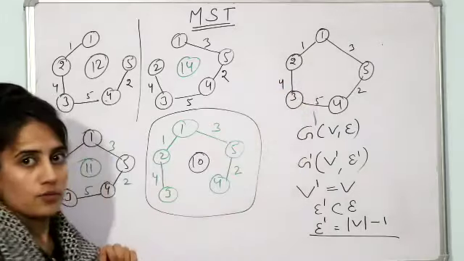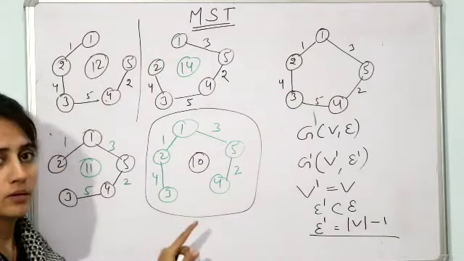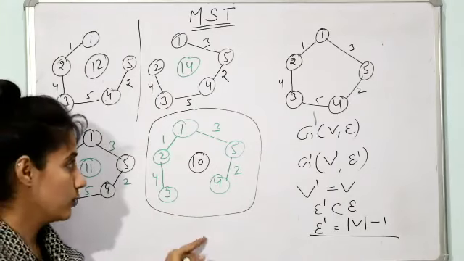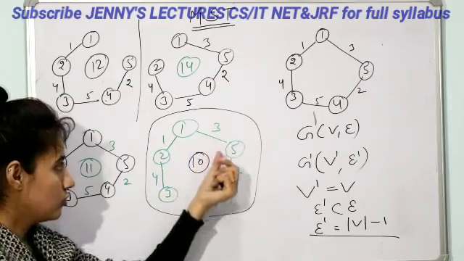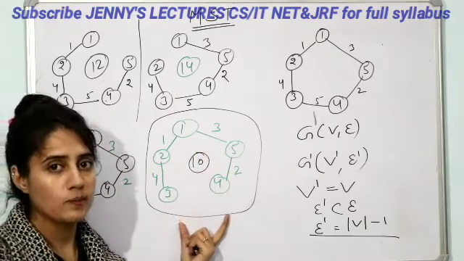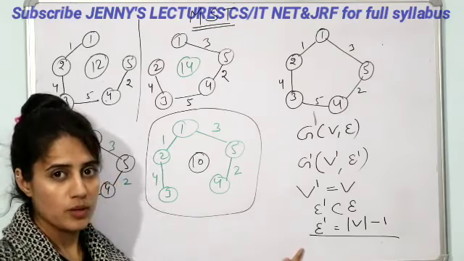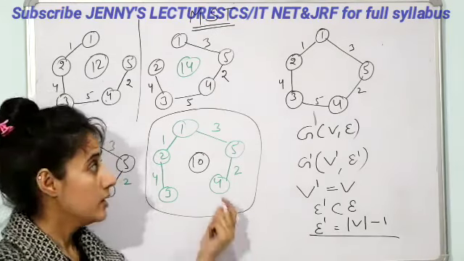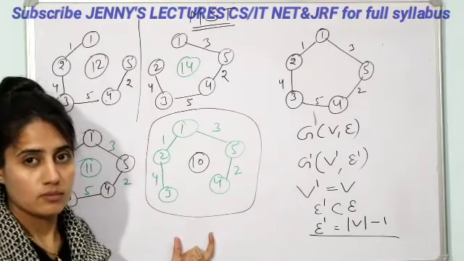of this graph. Fine. Spanning trees are more than 1. And what will a minimum spanning tree be? The one whose total edge cost would be minimum out of these spanning trees. That would be the minimum spanning tree. Fine. And these are some conditions of the spanning tree. Plus another condition is this spanning tree should not contain any cycle.